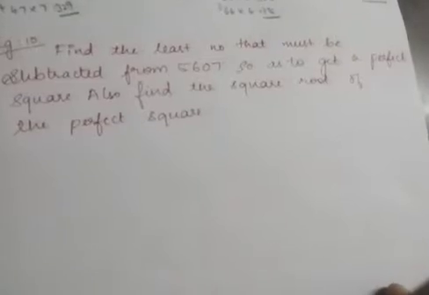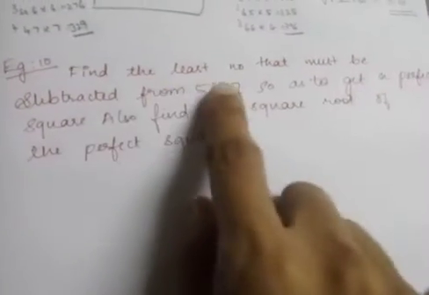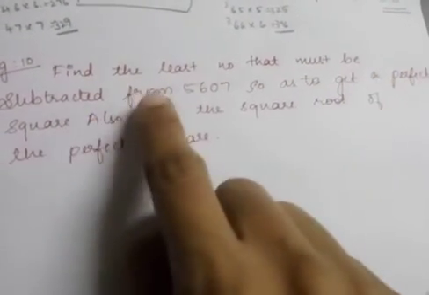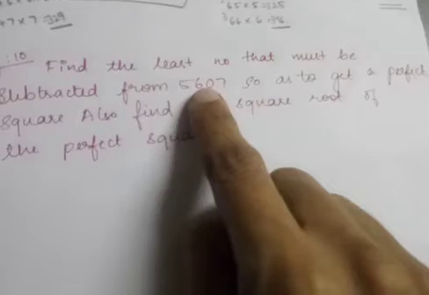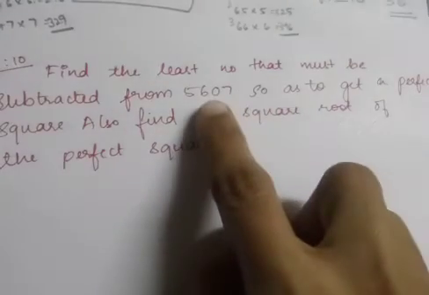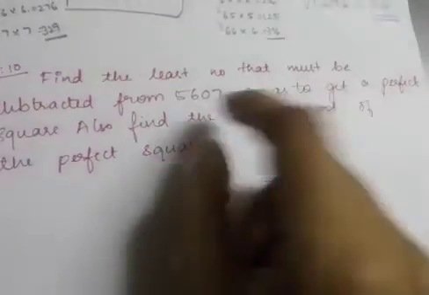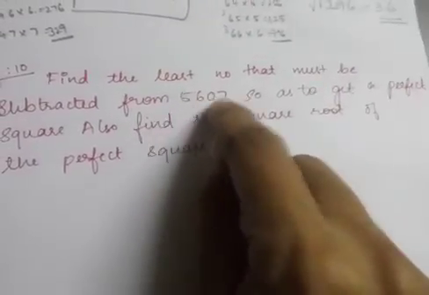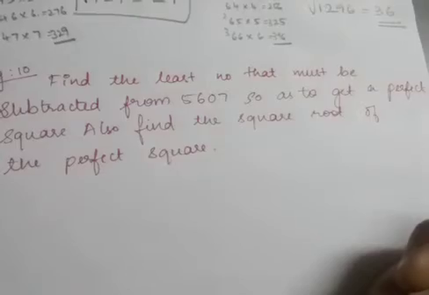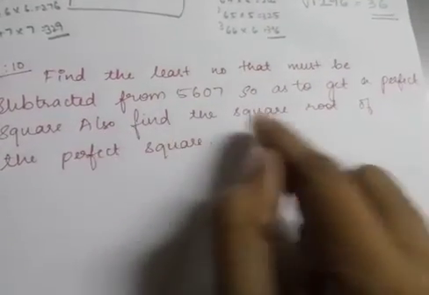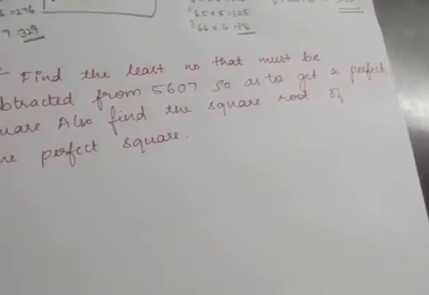Okay, your example number 10. Find the least number that must be subtracted from 5607 so as to get a perfect square. Actually, they have said that 5607 is not a perfect square number. They have themselves told us 5607 is not a perfect square. But if you subtract some small number from this number, you will get a perfect square number. Also find the square root of the perfect square number.